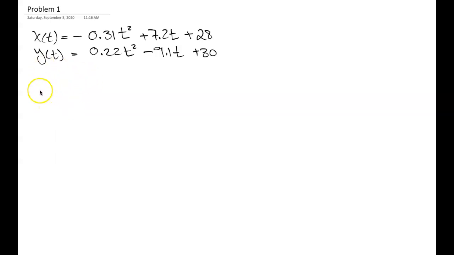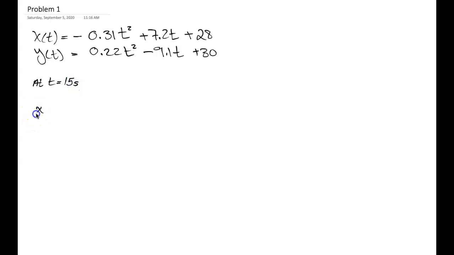In Chapter 3, we start considering motion in higher dimensions, which means 2 or more dimensions. And one example is in Problem 1, where we have a function that describes the x motion as a function of time and a y function that describes the motion in the y direction as a function of time. And we're asked to find the position of the rabbit, in this case, at t equals 15 seconds.